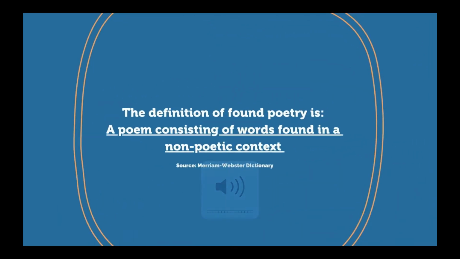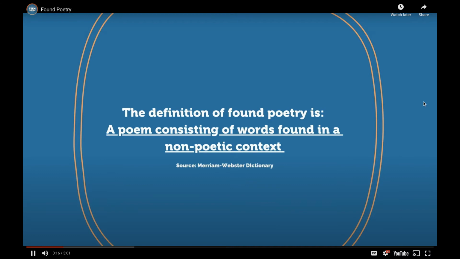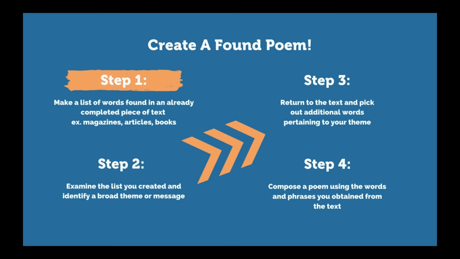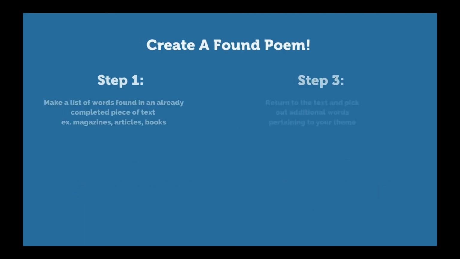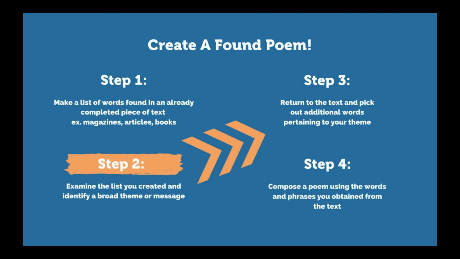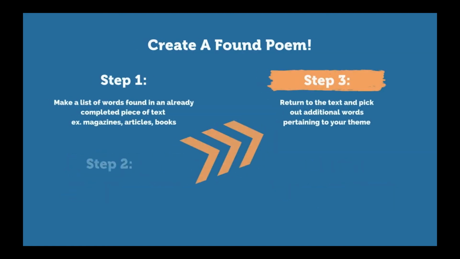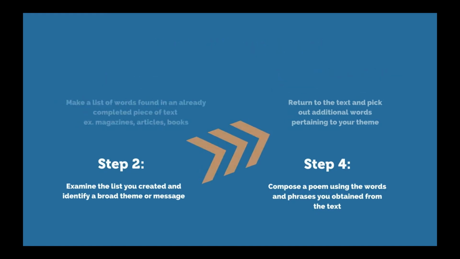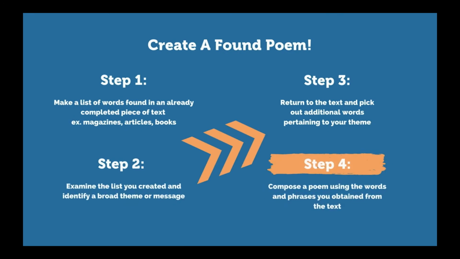Hello everybody, it's Peyton from Teen Central. Today we're going to talk about found poetry. The definition of found poetry is a poem consisting of words found in a non-poetic context. Examples of found poetry are blackout poetry and magazine poetry, which we're going to do today. Step 1. Go through a text of some sort. It could be an article, magazine, book, advertisement, etc., and make a list of words. Step 2. Look at the words you've chosen and identify a broad theme or message. Step 3. After identifying a theme, go back through the text and pick out additional words. And last step is to compose a poem using the words and phrases you have chosen.